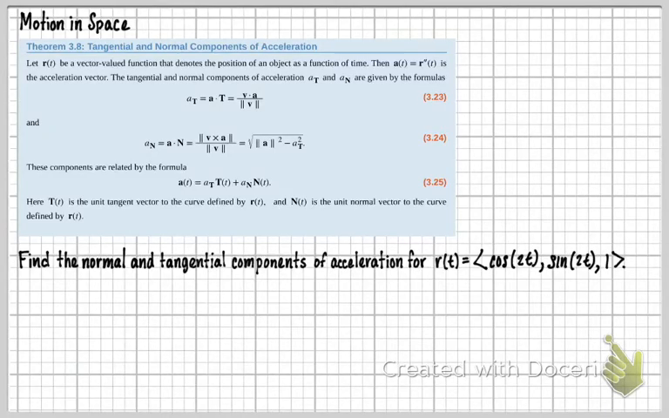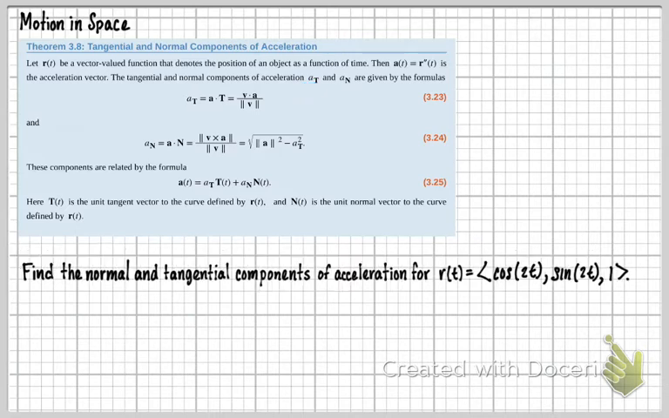Let's talk about tangential and normal components of acceleration now. The definition says let r(t) be a vector-valued function that denotes the position of an object as a function of t. Then a(t) is equal to r double prime of t, the acceleration vector. The tangential and normal components of acceleration, a_T and a_N, are given by the formula.